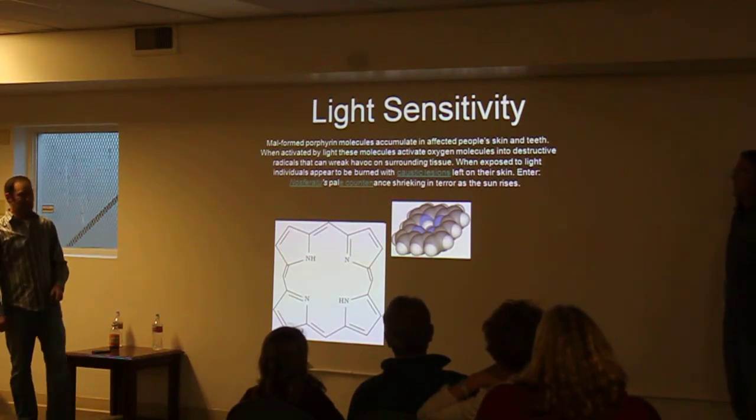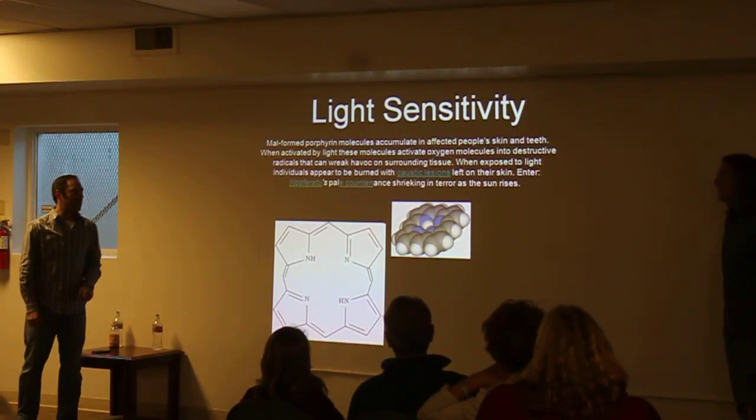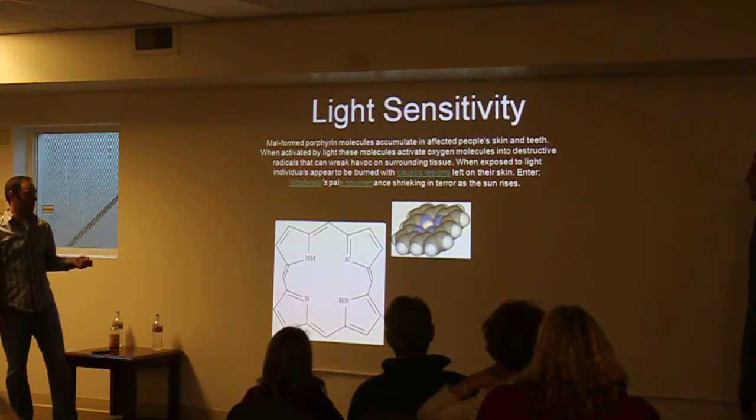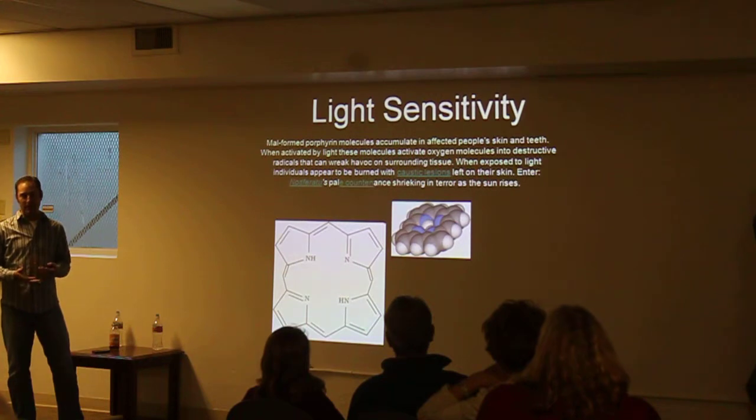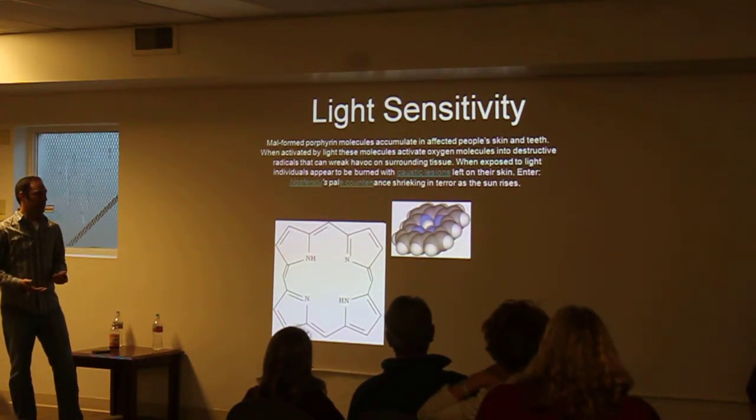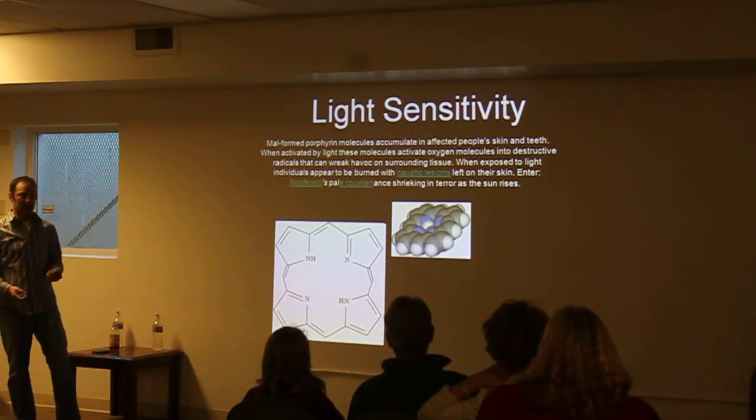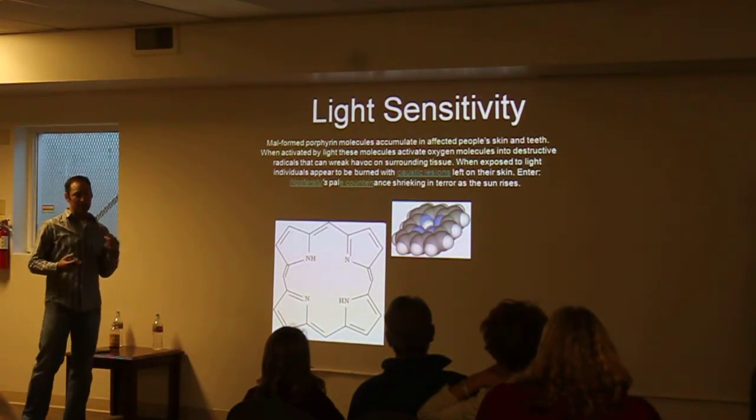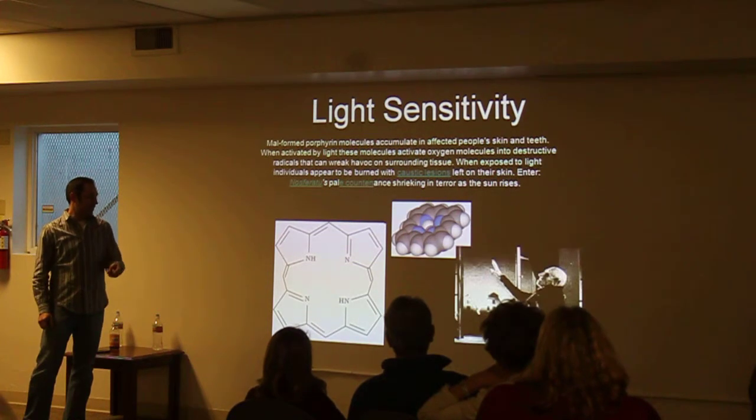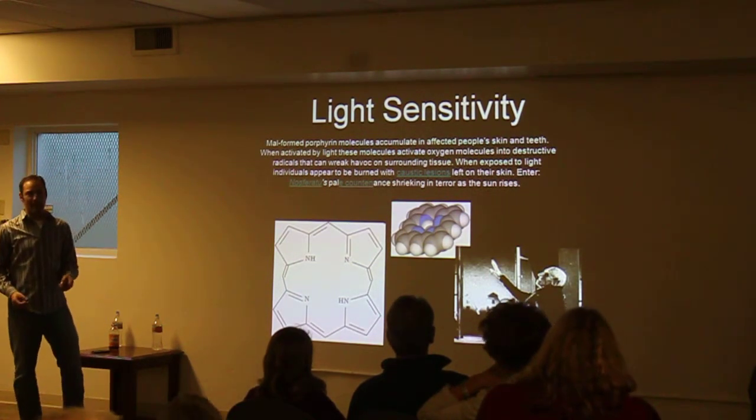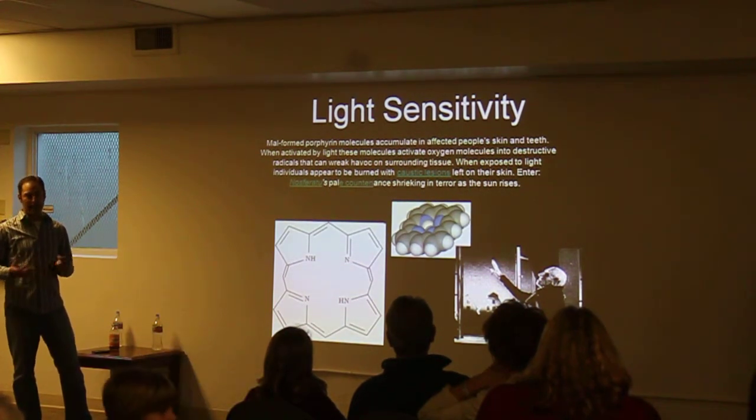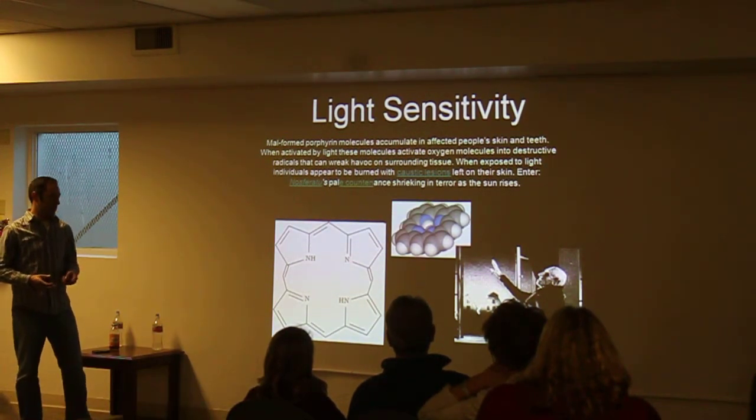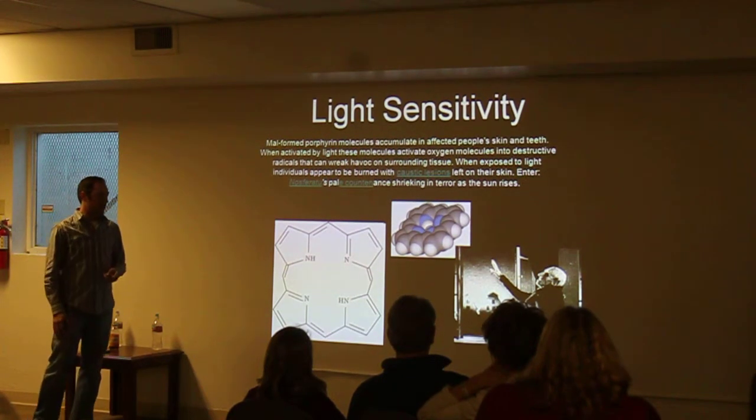Light sensitivity is one of the traits we talked about, and it happens due to malformed porphyrin molecules that Chris talked about. These molecules accumulate in tissue, and they're very toxic. They also absorb light, and they affect people's skin and teeth because they absorb there. When the person is exposed to light, like Nosferatu, the light can cause reactive oxygen species, a negative product that can really damage the skin of an individual with porphyria.